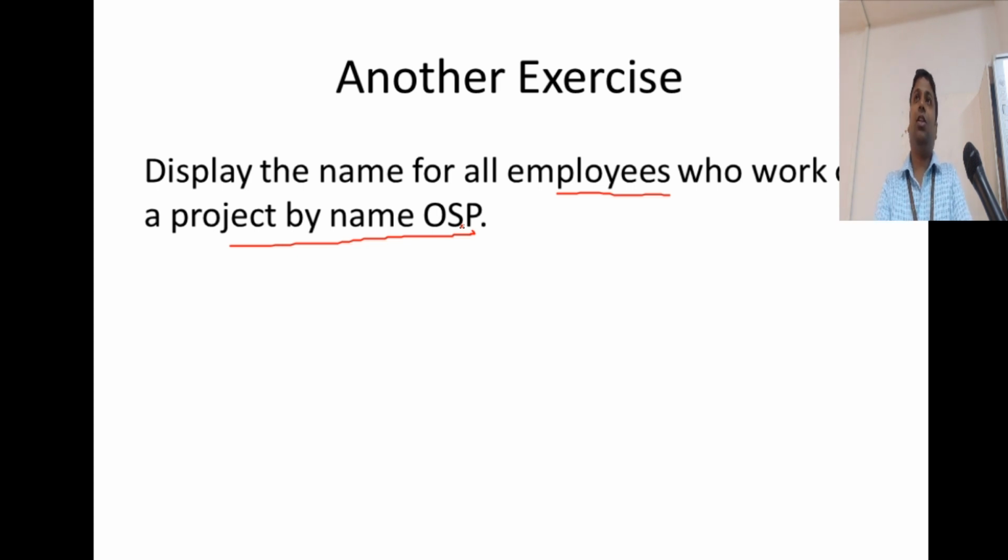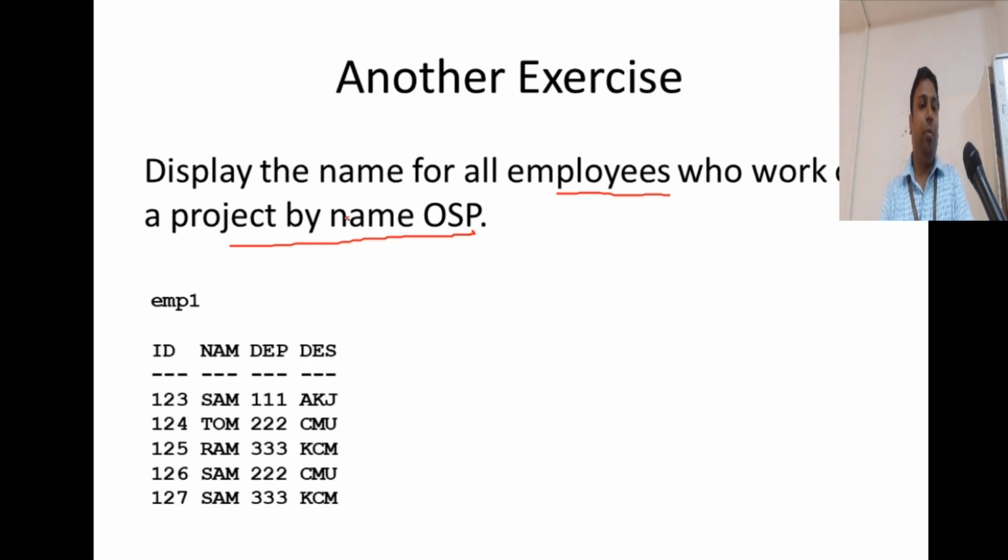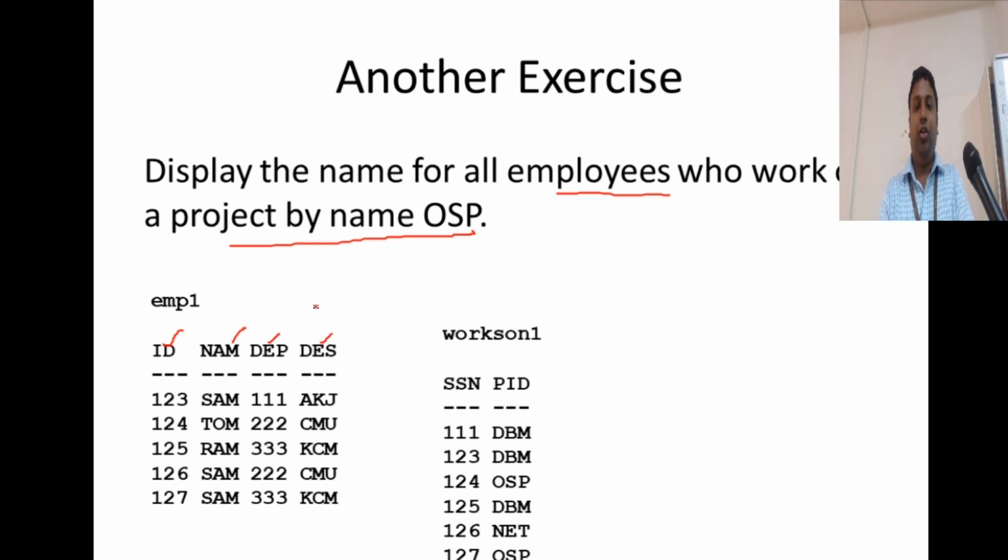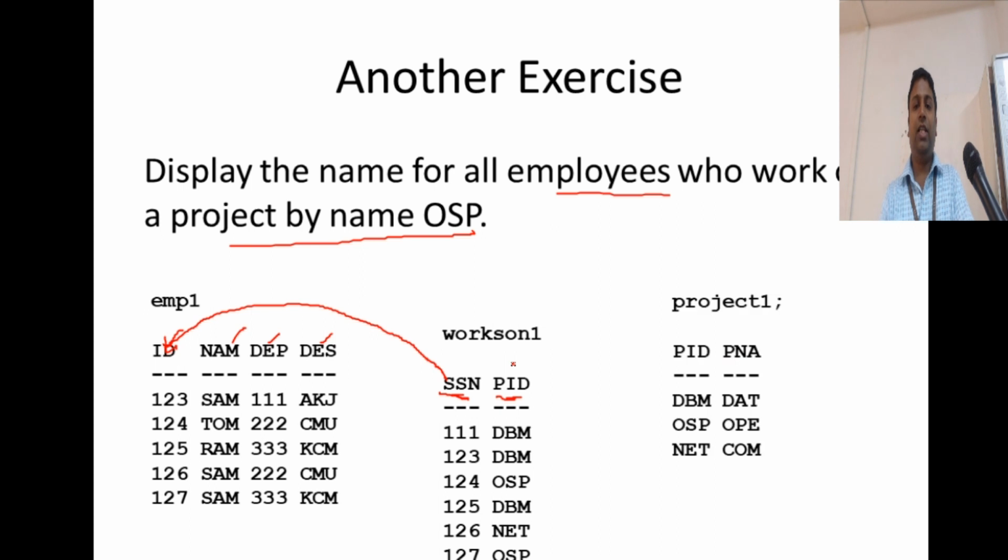So to get this, how many tables do you have to join? You have the employee table, with employee ID, name, department, and then designation. You have the works on table. In the works on table, the ID is actually a foreign key. SSN is mapped to ID. So which project does this employee work on? Again, you need the project table. So project ID is a foreign key mapping to the project ID in the project table.